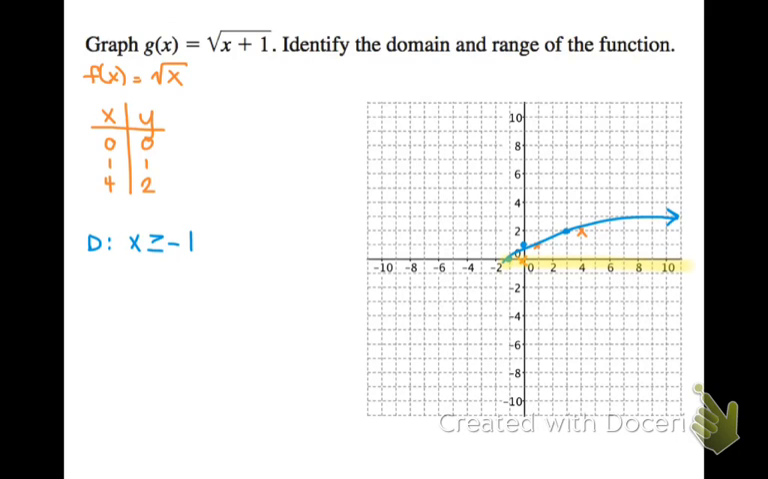Our range, we want to look at our y values there. You see that our y values, let me pick a different color, our y values are going to start at 0 on the y-axis, and then they're going to keep going up this way. So our range this time would be y values that are greater than or equal to 0, and that's our domain and range.